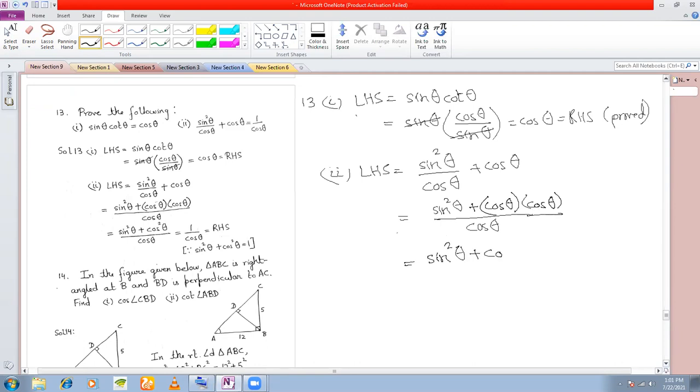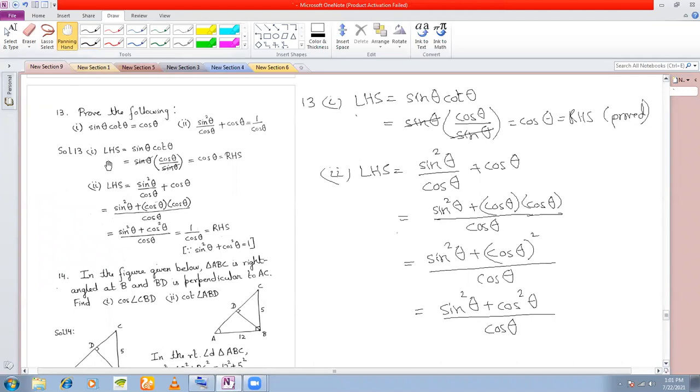Sine square theta plus cos square theta. In fact, you can add one more step here by saying cos theta into cos theta is cos theta whole square divided by cos theta. So this is sine square theta plus cos square theta divided by cos theta.